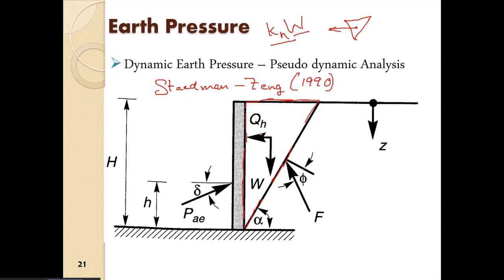So here what they did is they considered a cantilever wall. Okay, so they considered one cantilever wall and it is fixed at the base. Okay, and the base is subjected to a harmonic horizontal acceleration. Alright, so this base, it is going in this direction, alright, and then in this direction. So it is given a harmonic excitation in this manner.